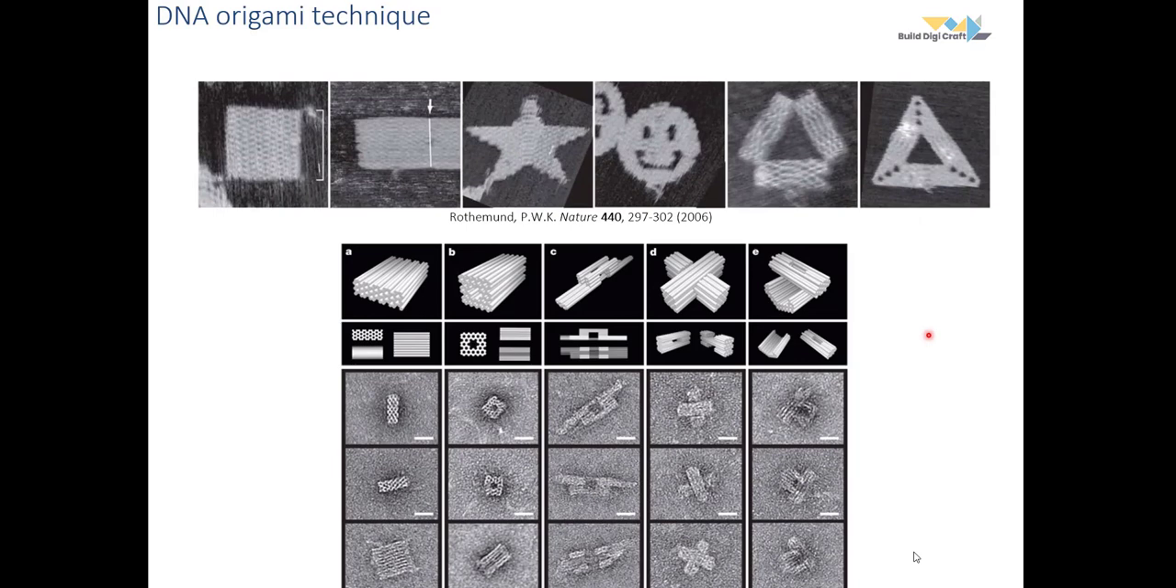So it took people some time to realize how this can be translated into 3D, and in 2009 a group at Harvard demonstrated that you can use the same approach to build 3-dimensional objects completely out of DNA. So these are electron images of the experimentally realized objects.